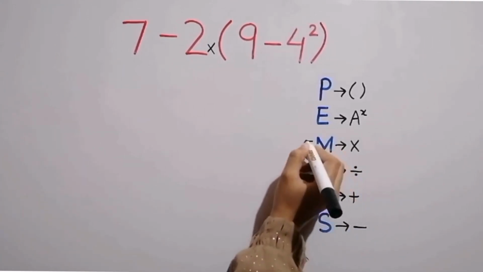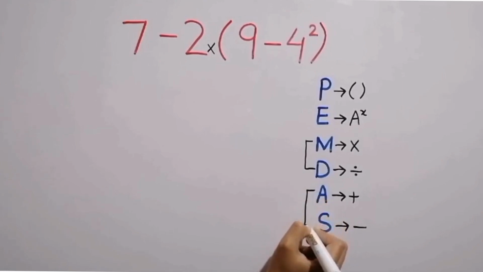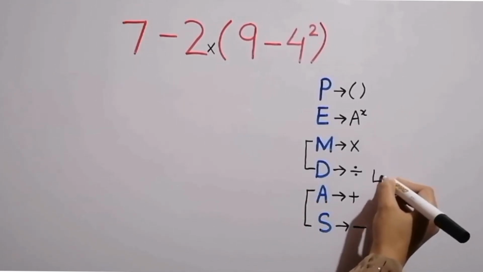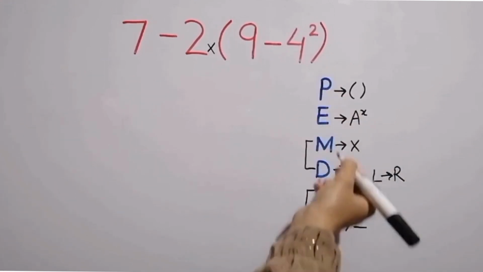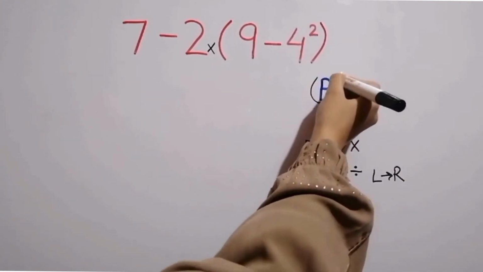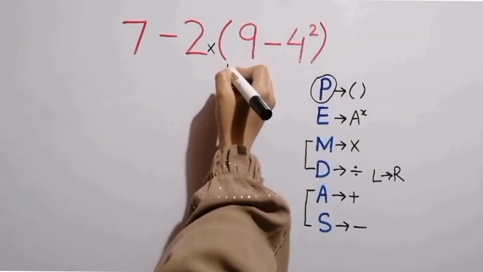Multiplication and division have the same level of priority. Also, addition and subtraction have the same level of priority. When we have both in an expression, we start from the left and simplify the question. According to the PEMDAS rule, first we simplify parentheses, because parentheses has higher priority than all other operations.